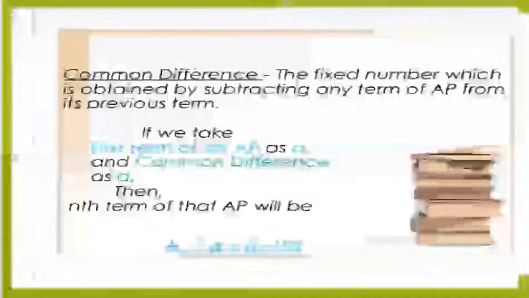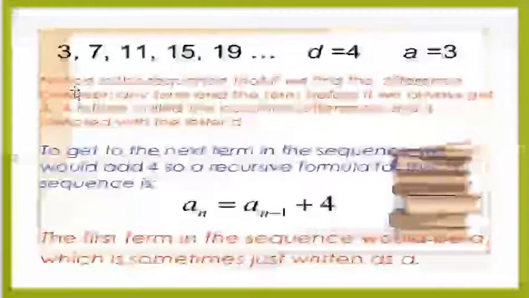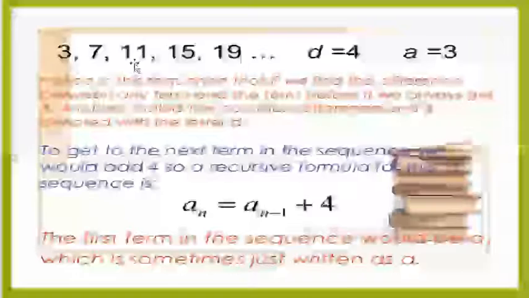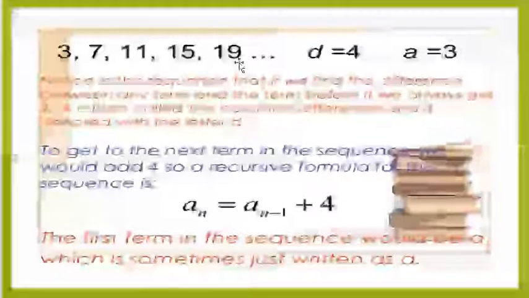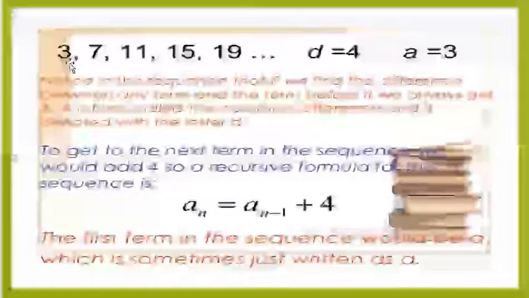Okay, now we'll see the next point. See here, some sequence is given: 3, 7, 11, 15, 19, and so on. Here we can find out the difference between two adjacent numbers. Now see here, 3 and 7 are the nearest numbers, and the difference between them we can easily find out. Subtract 7 minus 3, the answer will be 4, and that is the difference.